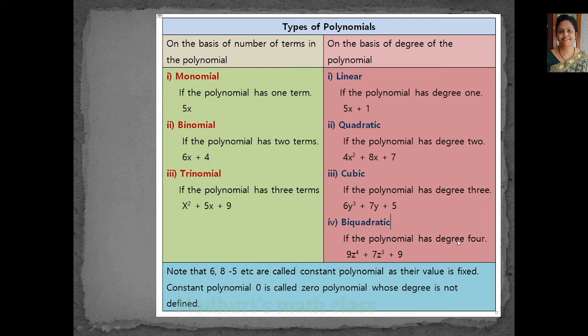Then if the polynomial has degree 4, it is a biquadratic polynomial. See here highest power of the variable is 4. 4, 3 and 0. So 4 is the highest power. Such polynomials are called biquadratic polynomial. Note that 6, 8 and negative 5 are called constant polynomial as their value is fixed.